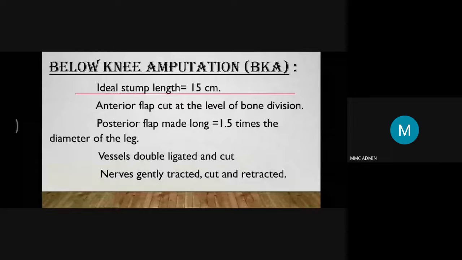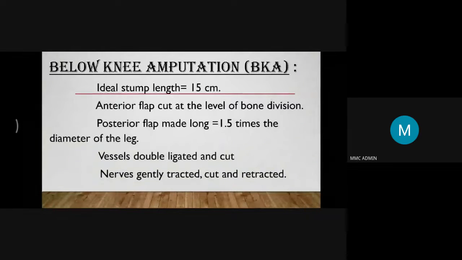Below knee amputation: the ideal stump length is 15 centimeters, and as I said before, the stump length is important for the prosthesis and for the healing. The anterior flap is cut at the level of bone division, and the posterior flap is made. In below knee amputation, the posterior flap length is more important: 1.5 times the diameter of the leg. This is what you leave as the posterior length.